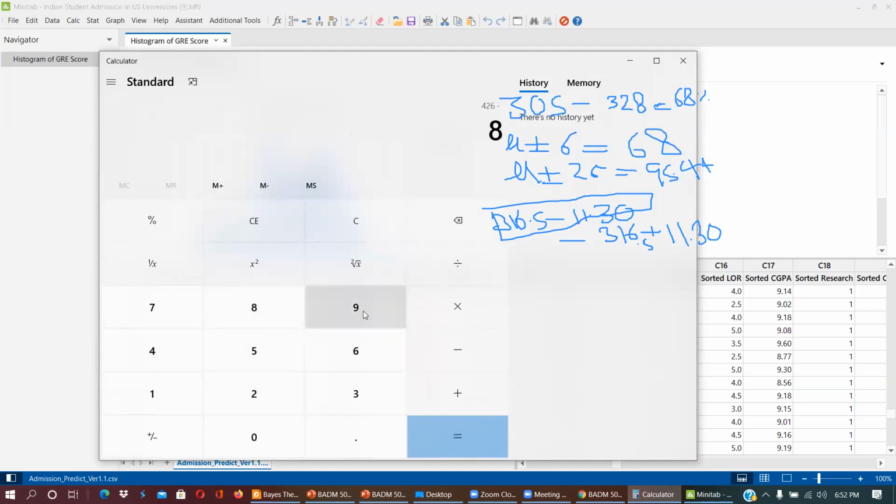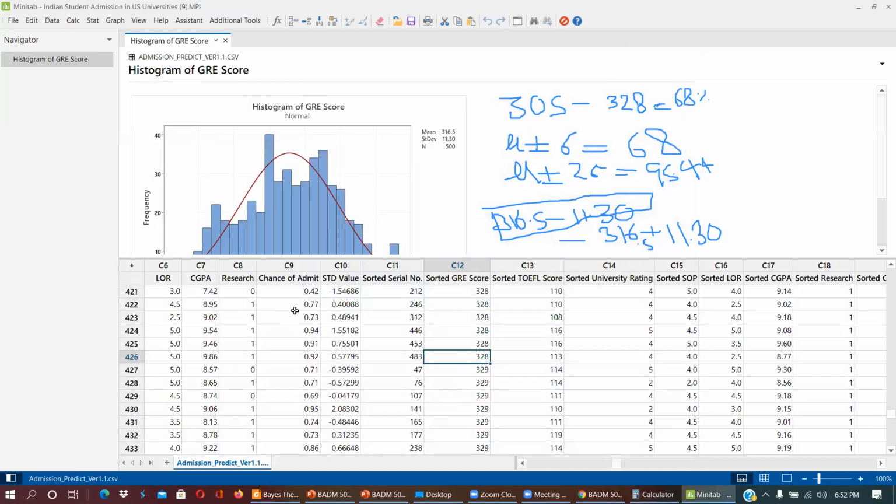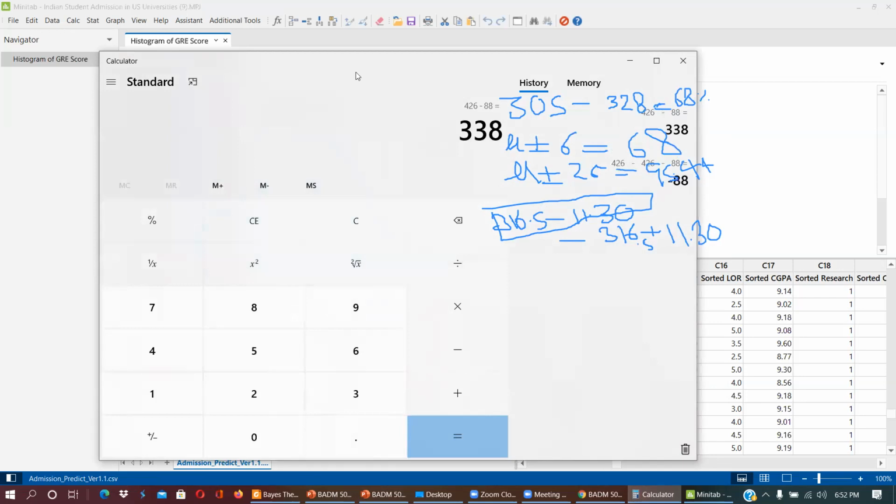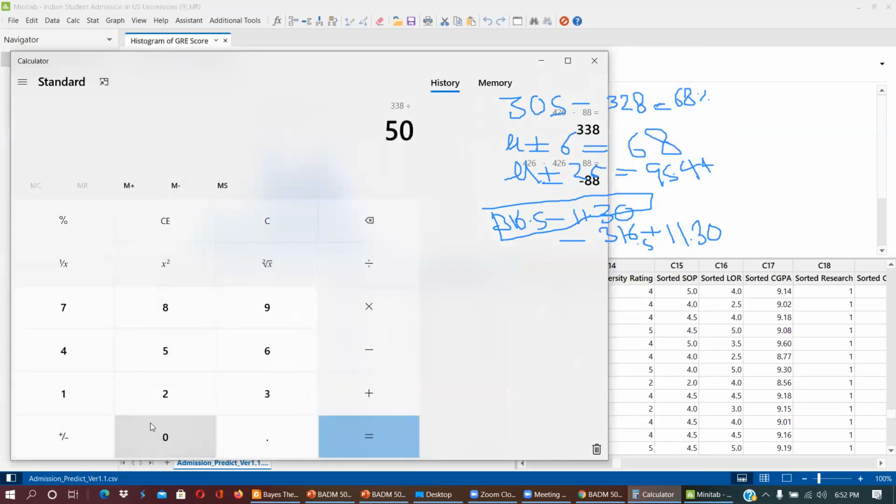426 minus 89, or 88, sorry. 426 minus 88 is 338. How many numbers are coming? 338. Out of 500, what is the value of 338? These are 500 numbers, so what number are we getting? 338 divided by 500.